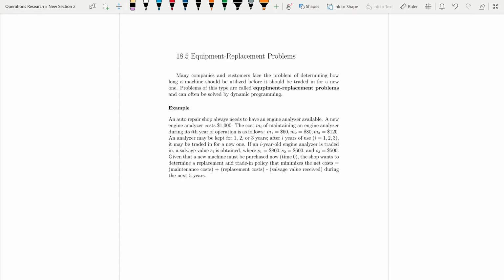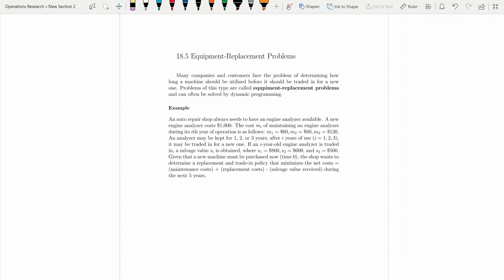All right, so this is section 18.5 on equipment replacement problems. Just a brief little intro here. Many companies and customers face the problem of determining how long a machine should be utilized before it should be traded in for a new one. Problems of this type are called equipment replacement problems and can be solved with dynamic programming, which is just the theme of chapter 18.